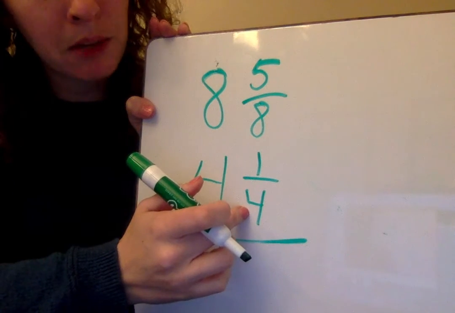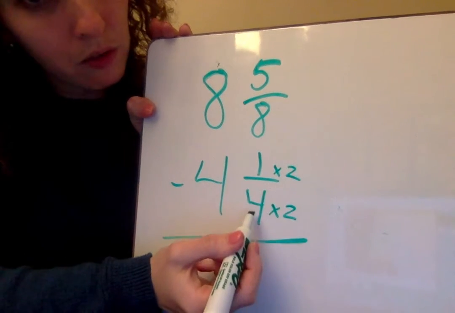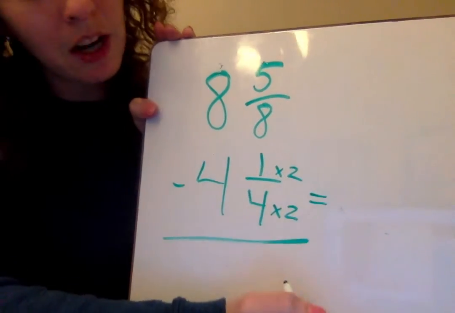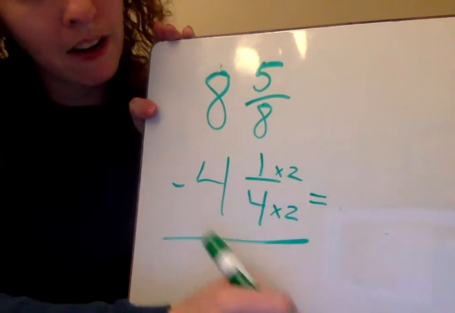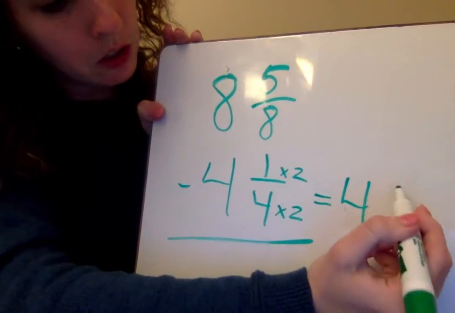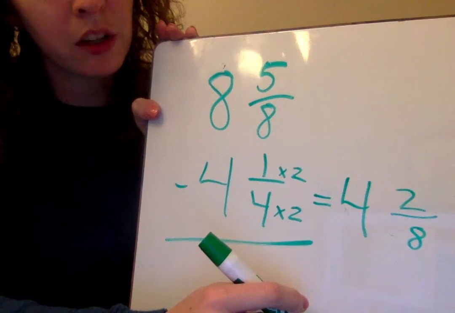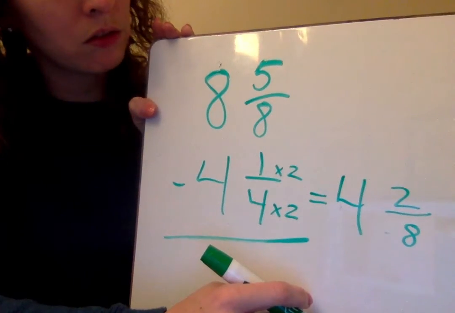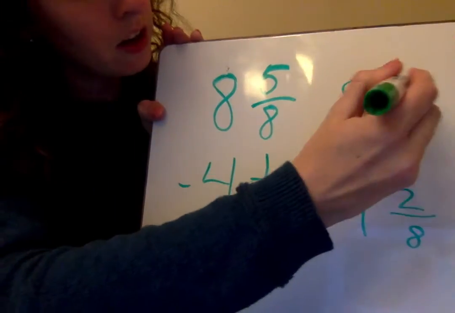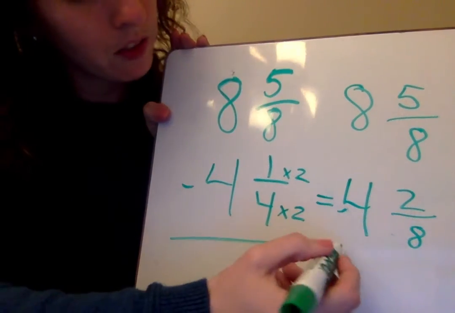In order to get my denominator to be 8, I need to multiply by 2 my denominator and my numerator, because remember, whatever you do down here, you have to do up there. Now that I multiplied, I have to make a new fraction. So my new fraction is going to be 4, and 1 times 2 is 2, and 4 times 2 is 8. So my new fraction is 4 and 2/8. I didn't have to change this, so I'm just going to move this right on over. That's going to be 8 and 5/8. Now it's 8 and 5/8 minus 4 and 2/8.